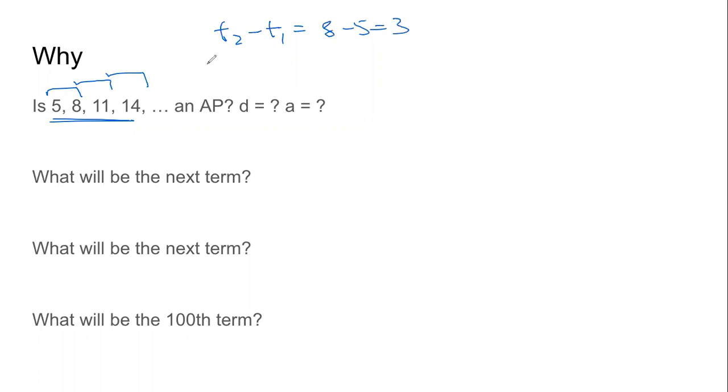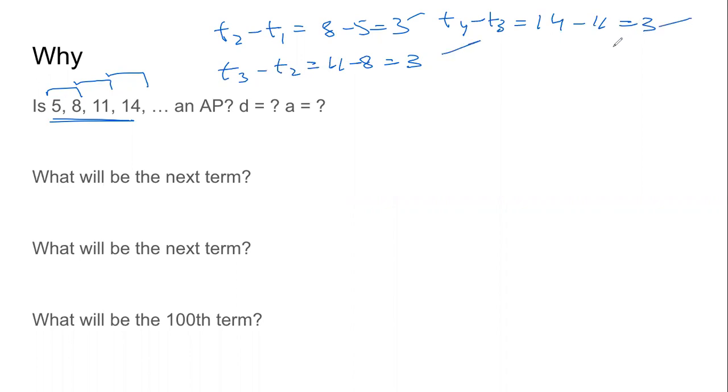Do it along with me. If we do T3 minus T2, it is 11 minus 8, which is again 3. And the other difference, T4 minus T3, is 14 minus 11. This is also 3. 3, 3, 3. That means, yes, this is an AP. And we have found that the common difference is 3. A is the first term, which is 5.